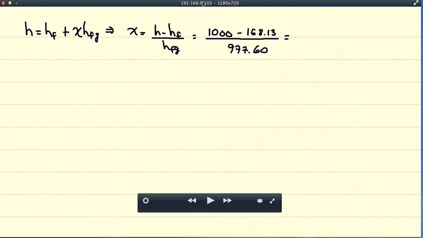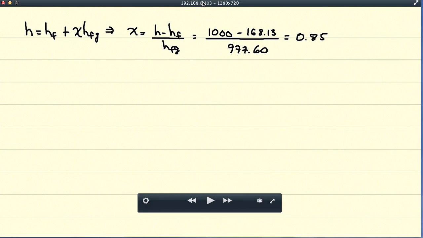Okay, so let me redo the calculation. So we have 1000 minus 168.13, and then that's divided by 977.6. Okay, there's a better number. So now remember that quality always has to be between 0 and 1. So our quality then is 0.85.